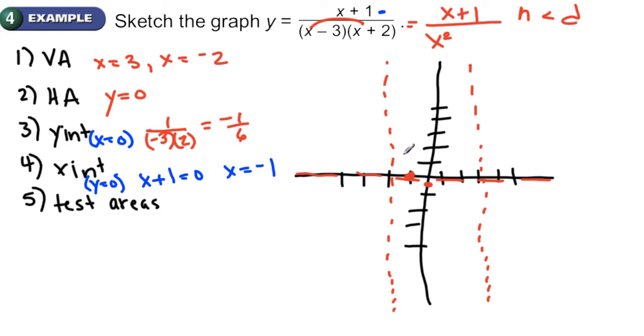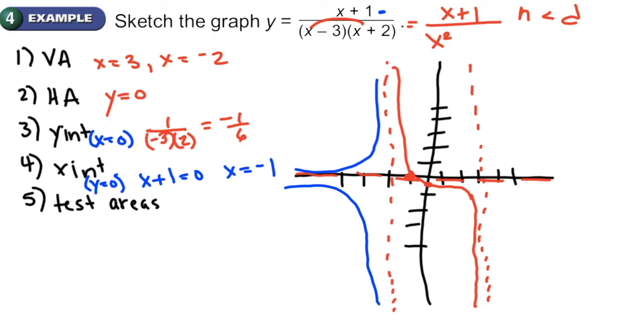Because it's crossing, you know it's going to have to go on both sides. And these graphs love the asymptotes. They get really, really close to them. They like to hug them, like they have a magnet in there. All right, so we've got the middle. Now we need to find out if it's going to be like this or like this.